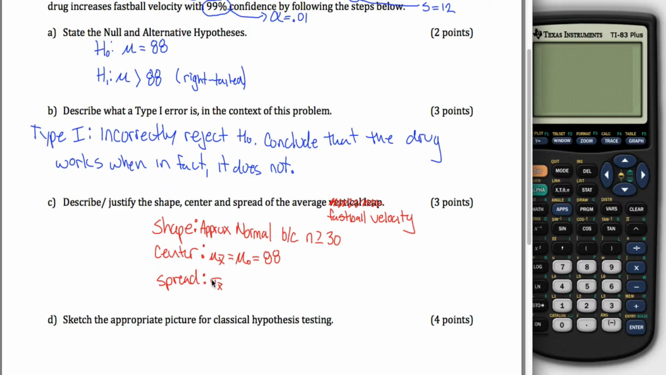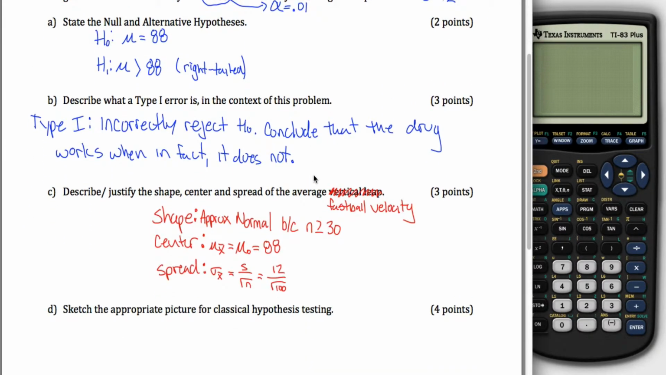The spread is the population standard deviation of the sample averages. I'd like to use sigma over the square root of n. Unfortunately, I don't know sigma, so I'll have to estimate it using s, the sample standard deviation. S divided by the square root of n. S was given to me as 12 above, and n was given to me as 100, if I remember right. So 12 divided by the square root of 100, or if you feel like doing math in your head, that's 1.2, or maybe with the calculator. But you don't need to tell me it's this. I'm fine with you telling me it's this.